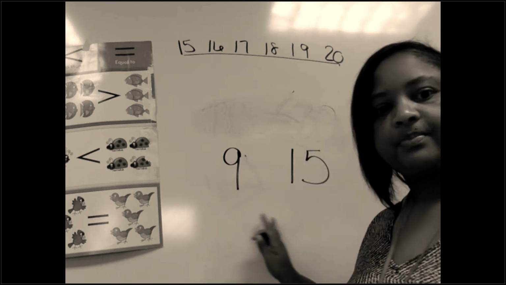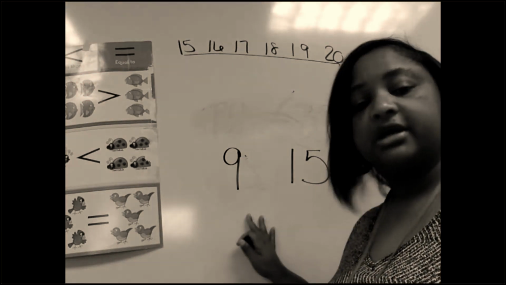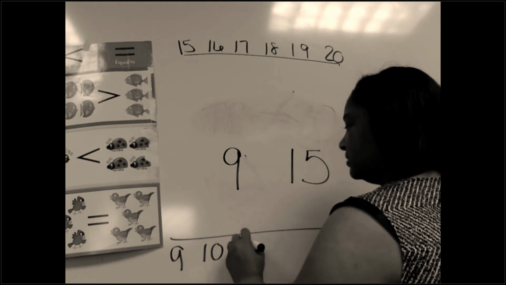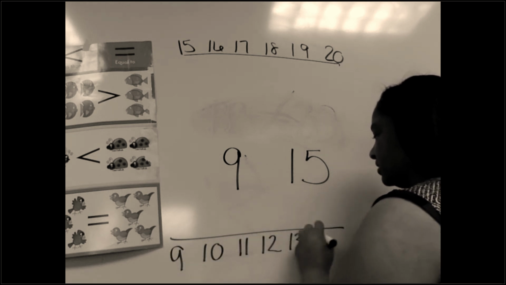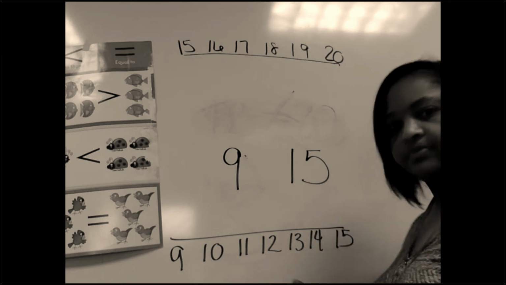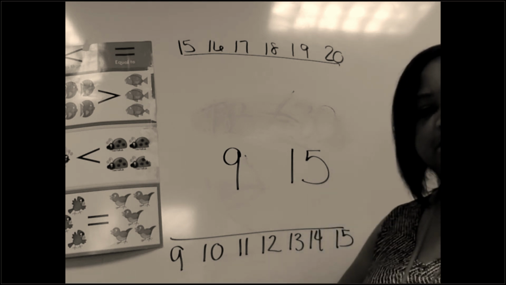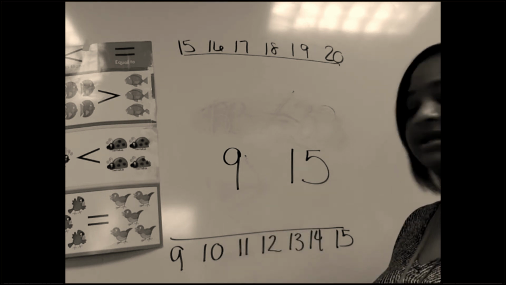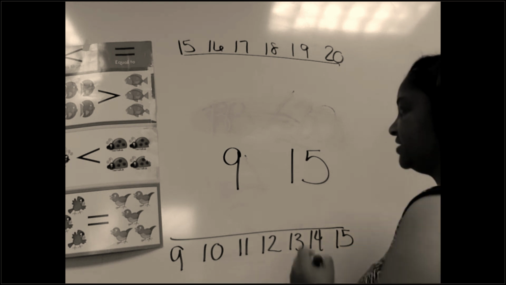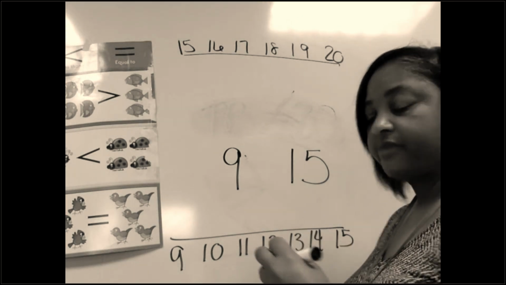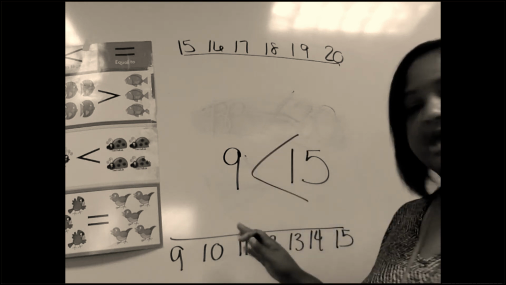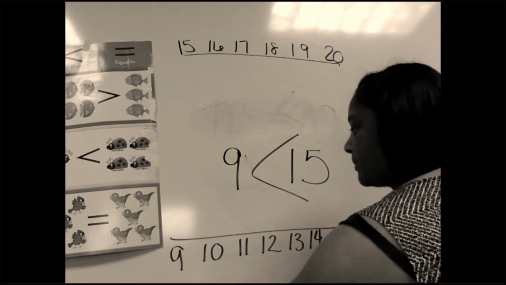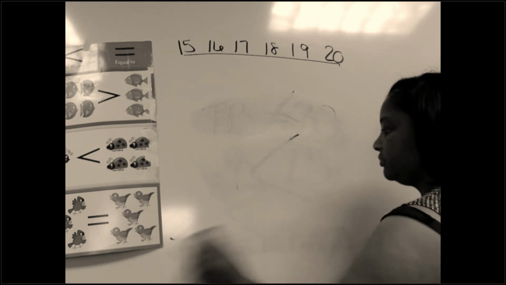I have 9 and I have 15. If I'm looking at my number line, I have 9, 10, 11, 12, 13, 14, and 15. So I see that 9 is closer to the left end than it is to the right end. So I can say that 9 is less than 15. So remember, our mouth is going to open to the larger number. As I read this problem, I'm reading 9 is less than 15. And we'll do one more using tens.